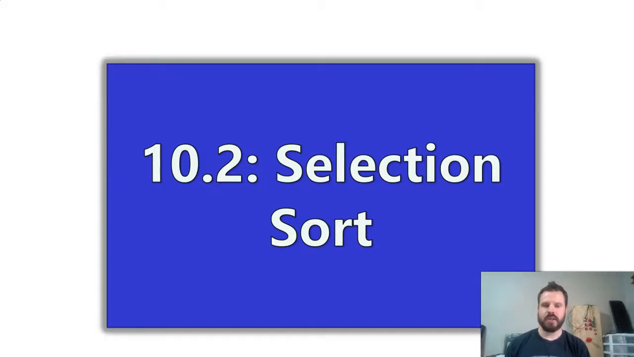Now, there's literally hundreds of different ways you can do this, hundreds of different sort algorithms, each with their own advantages and disadvantages. Something the top computer scientists on Earth are always working on is trying to find the next best sort algorithm, especially as our data sets get larger and larger. Today we're going to look at a simple one called selection sort. So 10.2, we're talking about probably the simplest sort algorithm out there, selection sort.